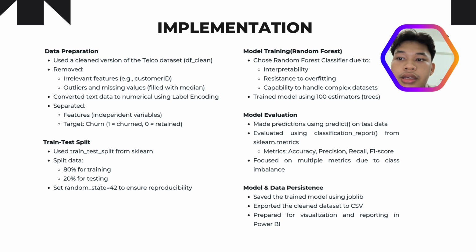The next step is the train test split. We use train_test_split from sklearn and split the data 80-20, which is 80% for training and 20% for testing, and set the random state to 42 to ensure reproducibility. And for model training, we use random forest. Why did we choose the random forest classifier?